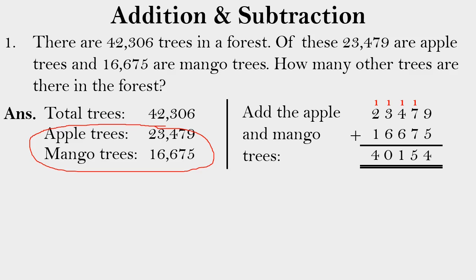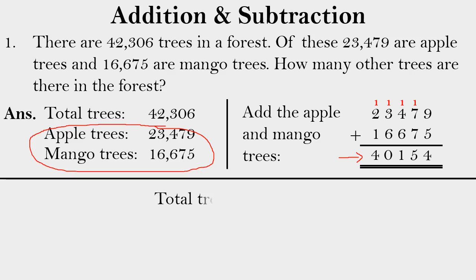So how many other trees are there is what they want to know. So what we will do, we'll take the total number of trees and we will subtract, we will minus this figure from the total number of trees. Now since I don't have place, I wrote this side by side, but when you are solving it, you will write it one below the other.